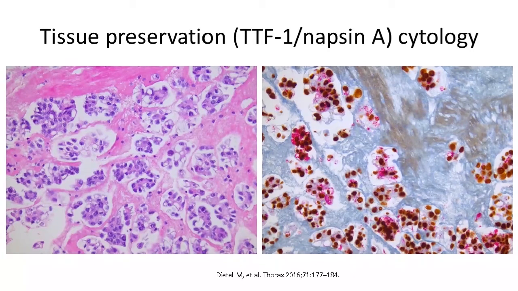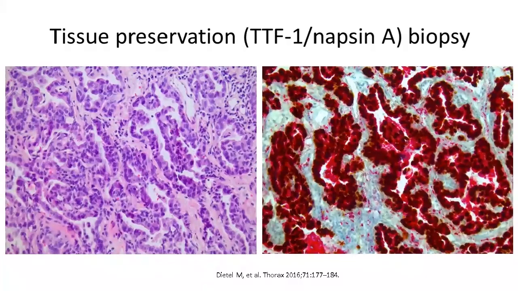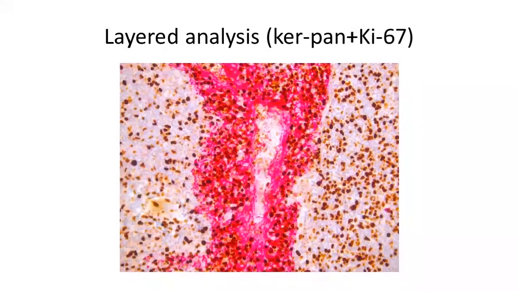And routinely we would do that by single immunohistochemical stains. However, it's also possible to combine in a multiplexing technique. For instance, in this case, we have a cytological preparation here on the left in the H&E stain. On the right, you can see that TTF1 stains the nuclei, and then napsin stains the cytoplasm of this adenocarcinoma of the lung. So that's something that we routinely use.